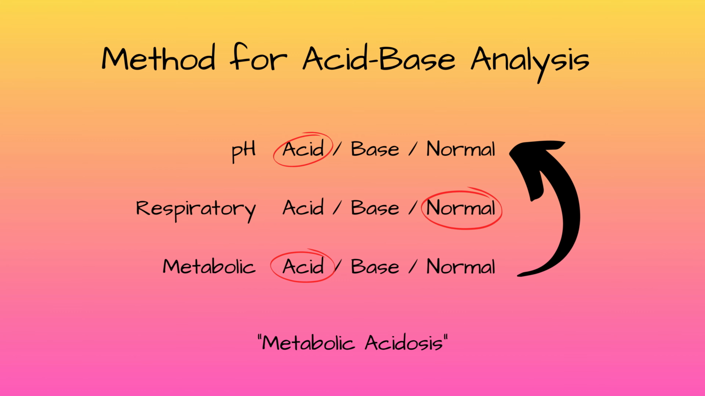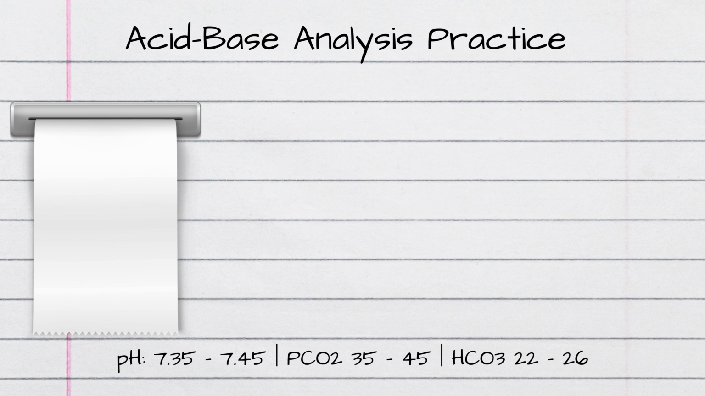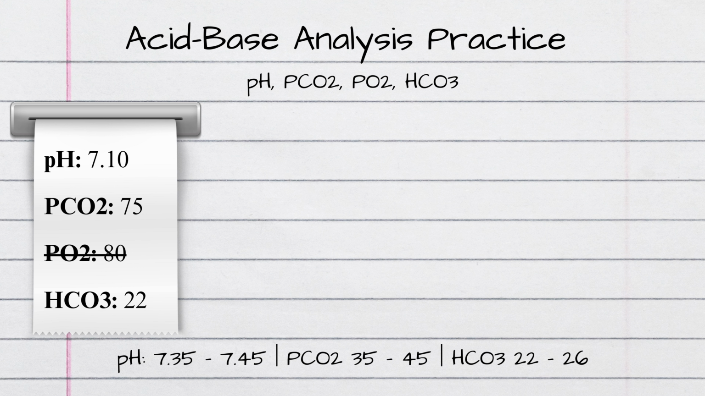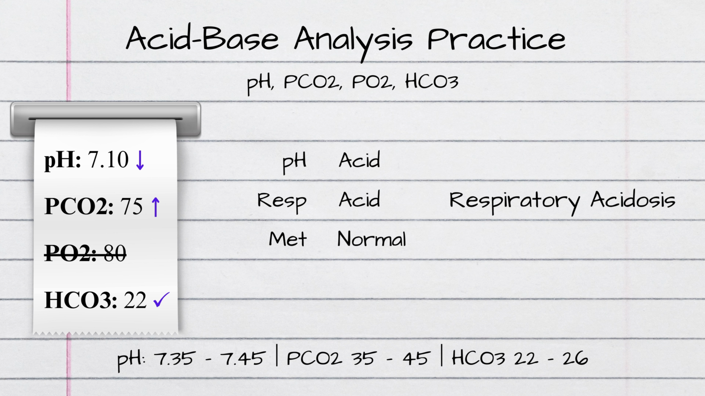Let's do some practice examples now. The conventional sequence is to list the pH, PCO2, PO2, and bicarb. In these examples, we will just ignore the PO2 since it isn't relevant to acid-base analysis. Using my approach, we see the pH is low, so we have an acid. The respiratory process is high, which is also an acid. And the metabolic process is normal. So the final verdict, we have a respiratory acidosis.